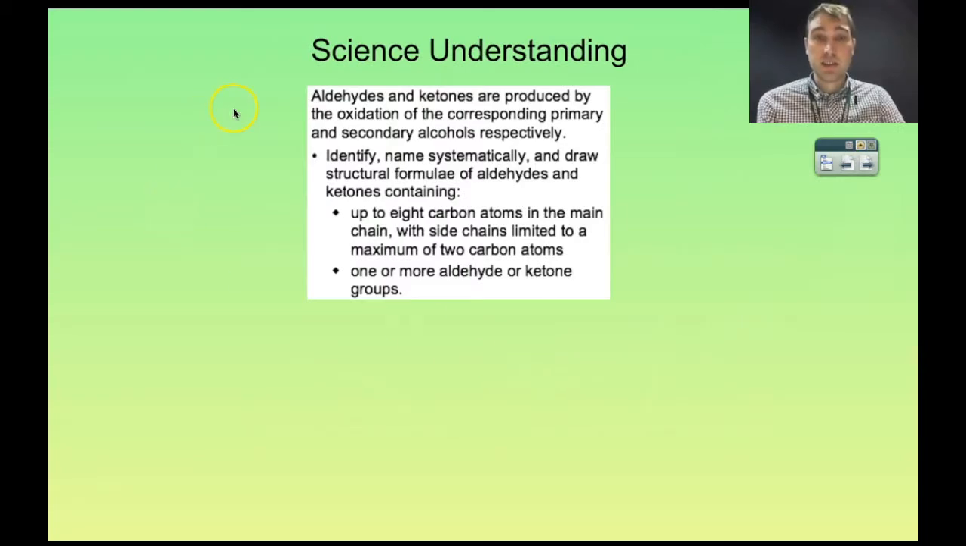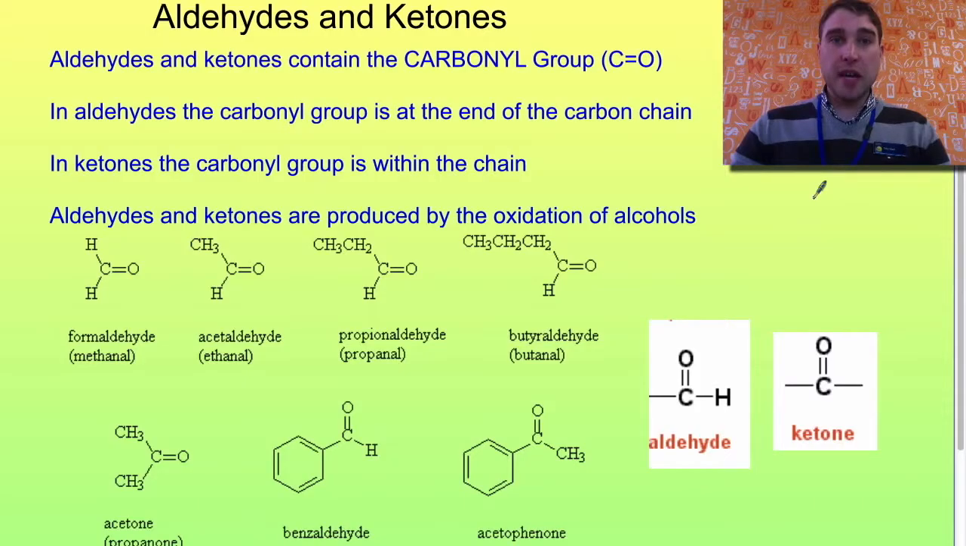So the science understanding is that aldehydes and ketones are produced by the oxidation of primary and secondary alcohols. Identify, name systematically, and draw structural formulae of aldehydes and ketones containing up to 8 carbon atoms in the main chain and one or more aldehyde or ketone groups. We're going to start with aldehydes and ketones.